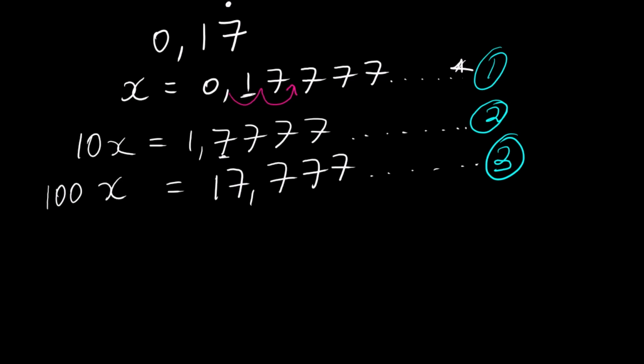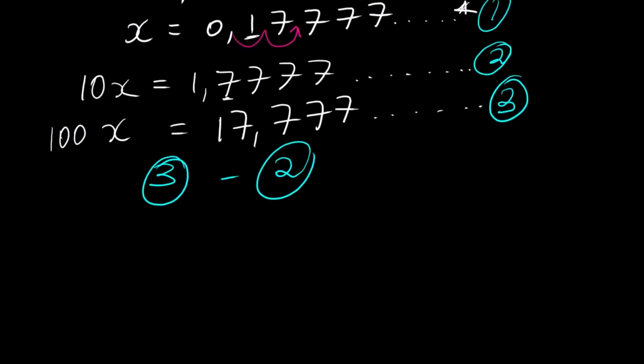So our next step, we are going to focus mainly on equations 2 and 3. So we are going to subtract equation 3 and 2. Now let us look before the comma. 100 minus 10 is 90, equals to, before the comma, 17 minus 1 is 16. After the comma we have 7777 minus 7777. Our answer will be 0.